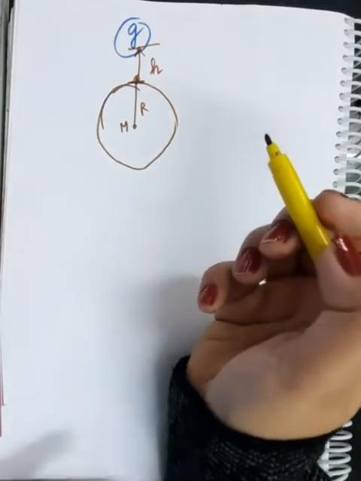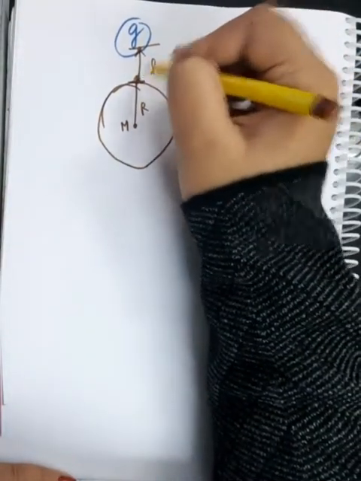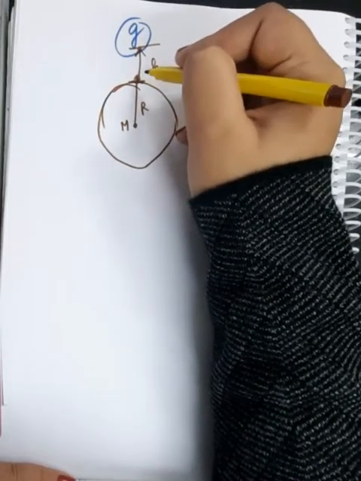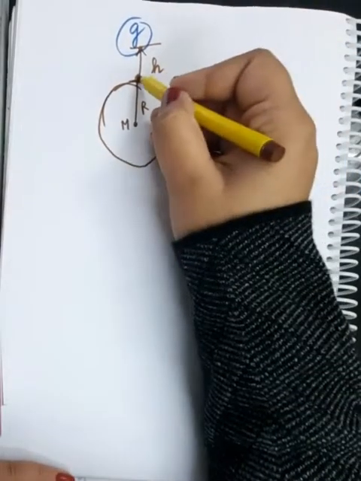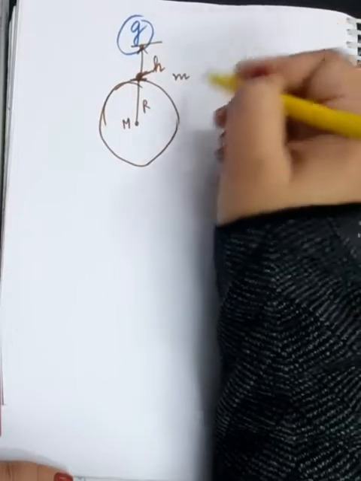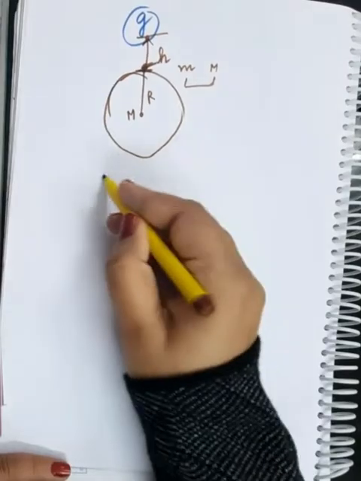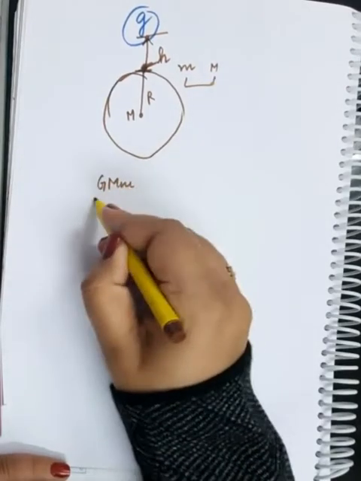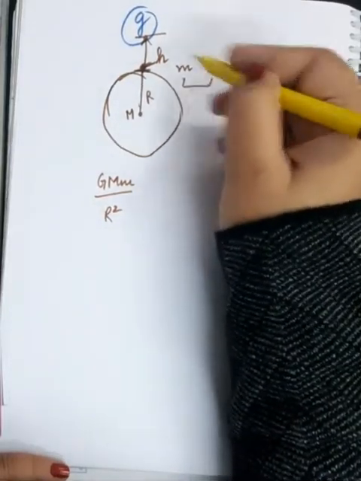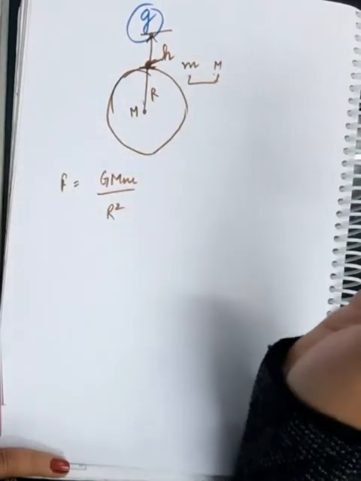Now, what we need to understand is that when the object was on the surface of the Earth, it was experiencing a gravitational pull because of the Earth, and the force of gravitation between this object, whose mass was small m, and the mass of the Earth, capital M, is GMm divided by capital R square, where capital R is the distance between these two masses right now. So this is the force of gravitation between them.